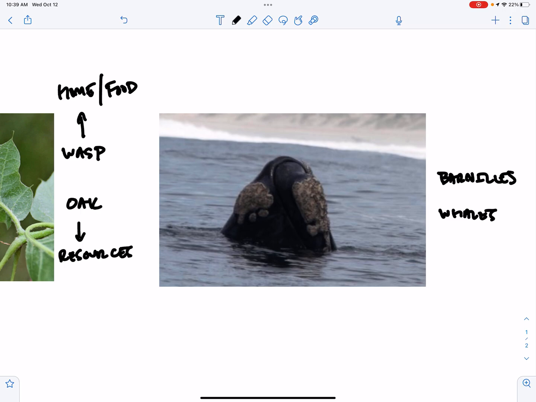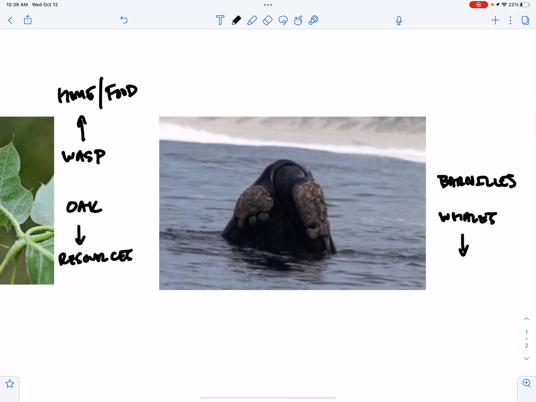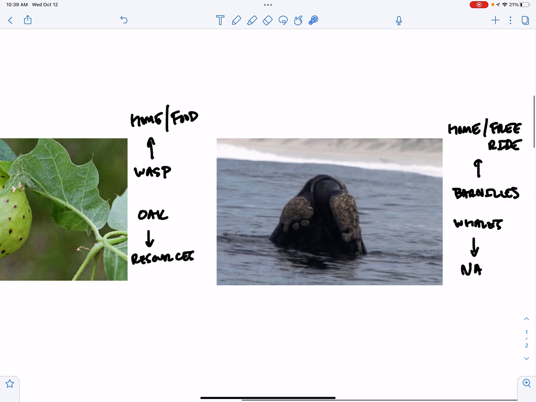So the whale is unaffected by this relationship, and the barnacle gets a home and also a free ride around the ocean, where it is constantly exposed to fresh, new ocean water and potentially delicious things to eat in that water. Interestingly enough, there are specific types of barnacles that inhabit specific types of whales. So you'll see different barnacles on a gray whale than on a humpback whale, for example.